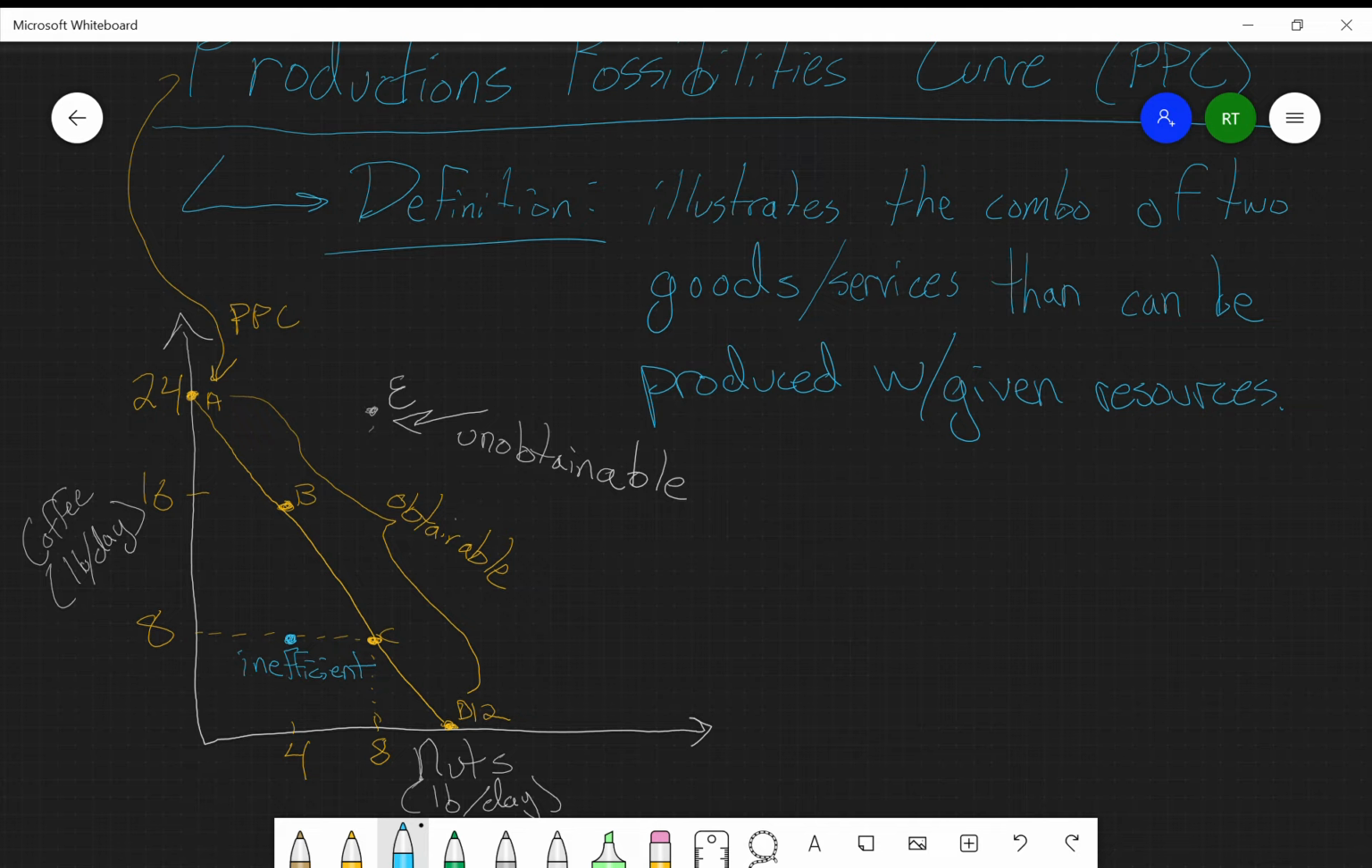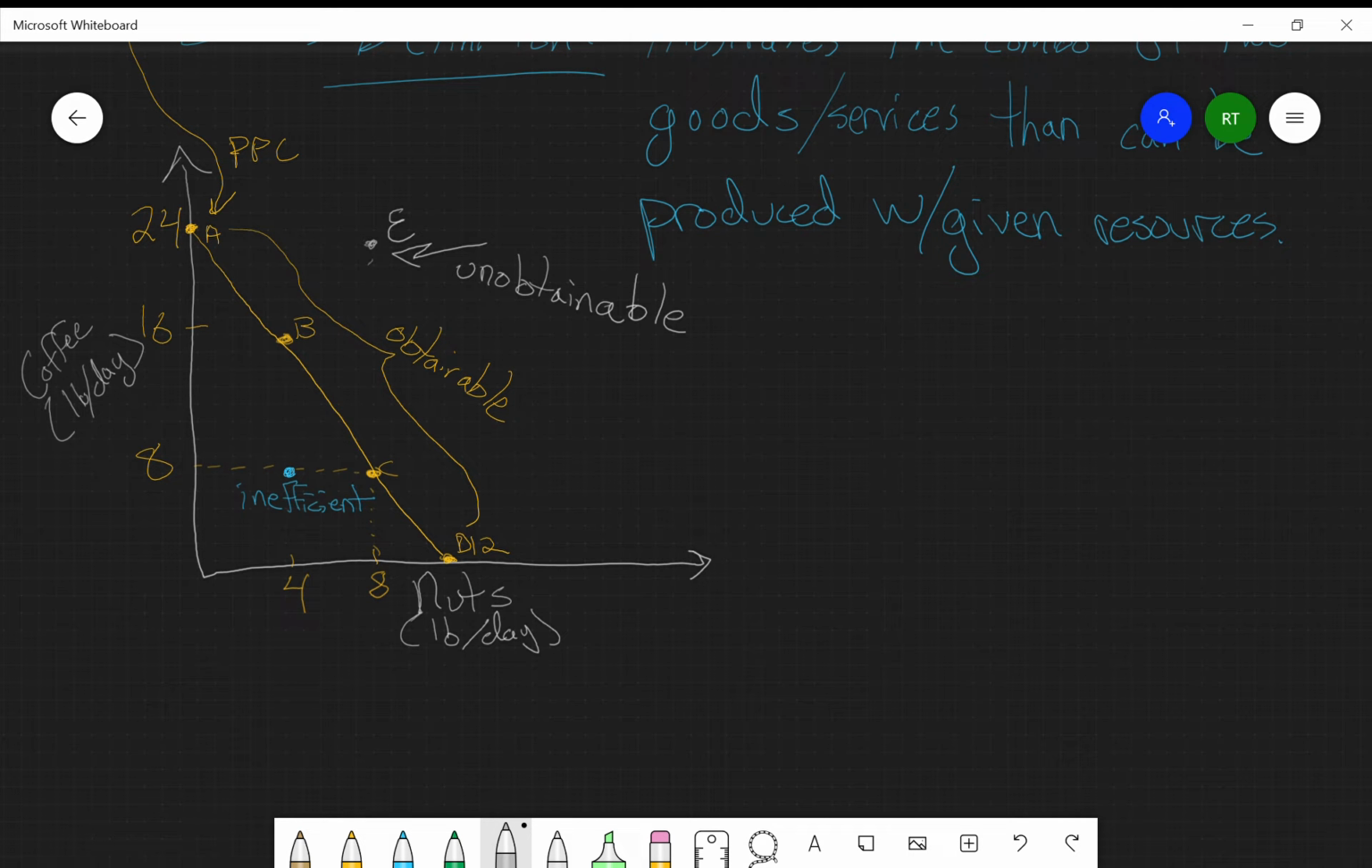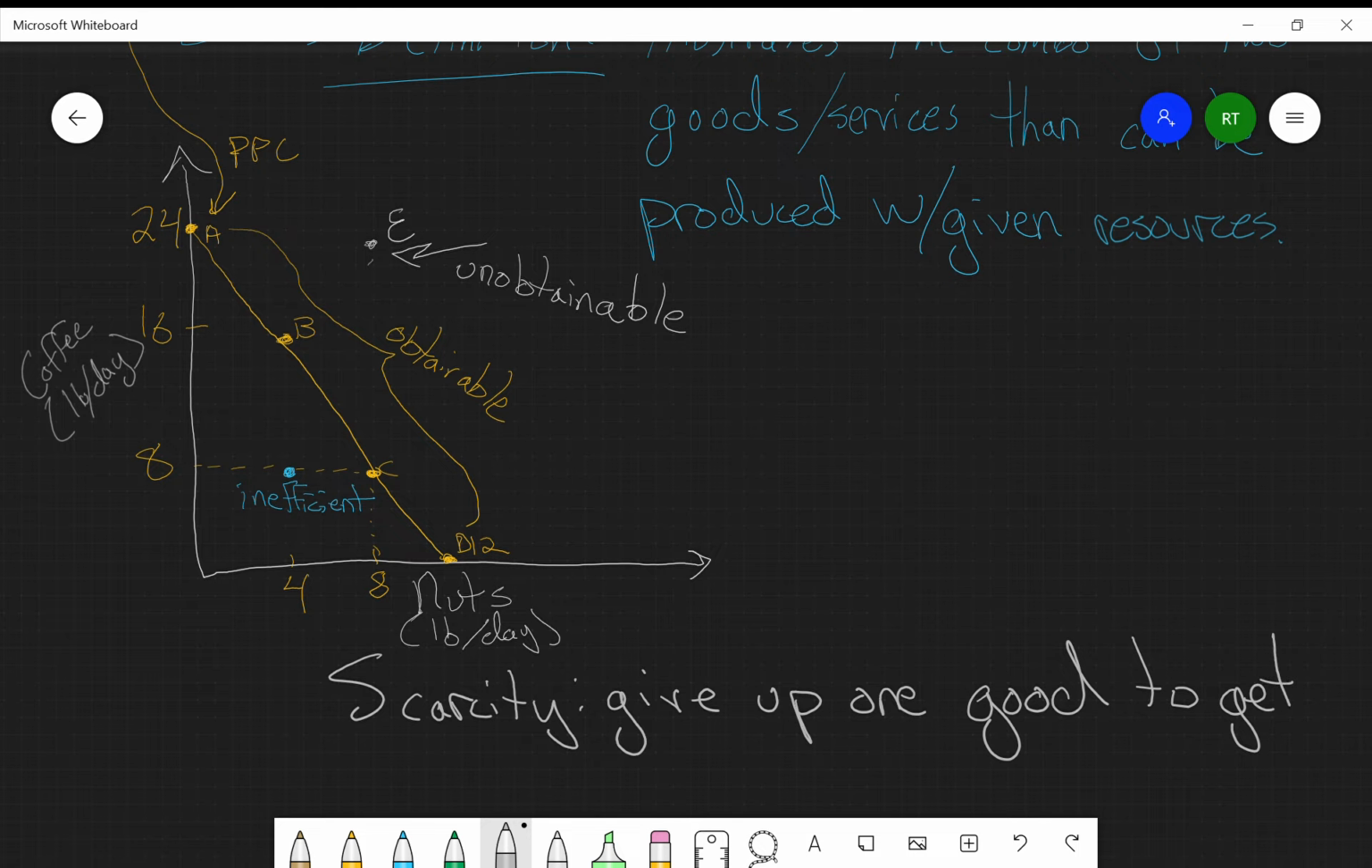We've decided to be inefficient. We've decided to take the rest of the day off and only gather 4 pounds of nuts and 8 pounds of coffee. So it's totally obtainable, but it's not the most we could be doing given that, again, 8-hour expected workday. And so throughout this whole thing, when we're going from point A to point B to point C to point D, we are illustrating the scarcity principle, whereby we have to give up one good to get another.